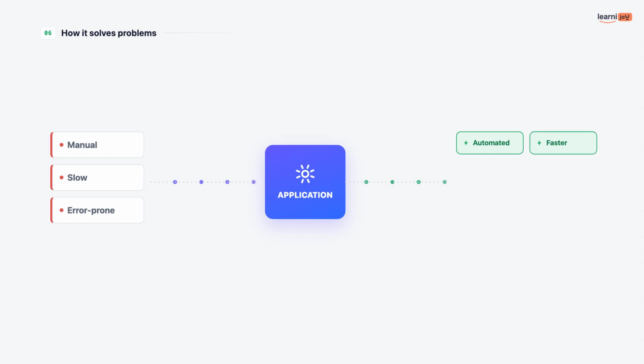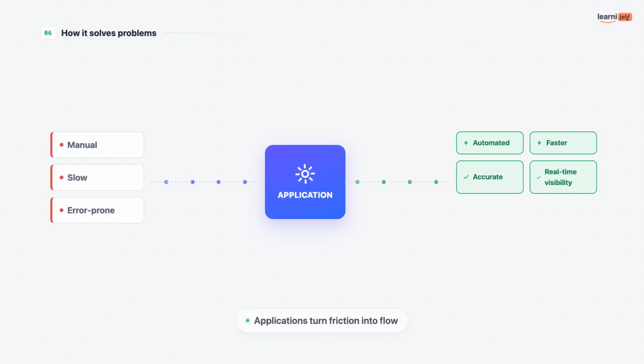Work that was manual, slow, and error-prone flows into the application and comes out transformed. Tasks become automated and far faster. Results turn accurate and reliable. And you finally get real-time visibility. The friction we started with becomes smooth flow.